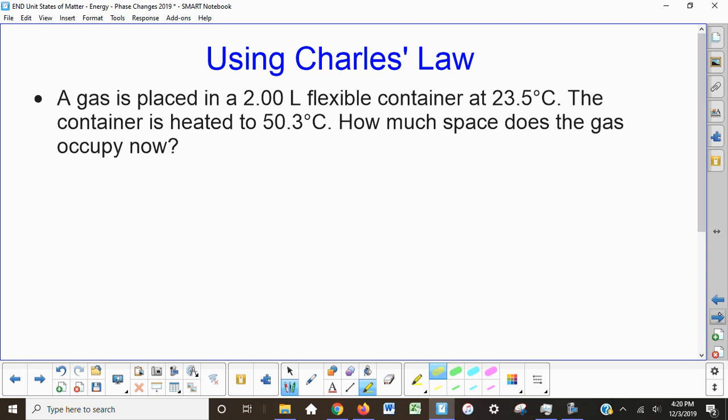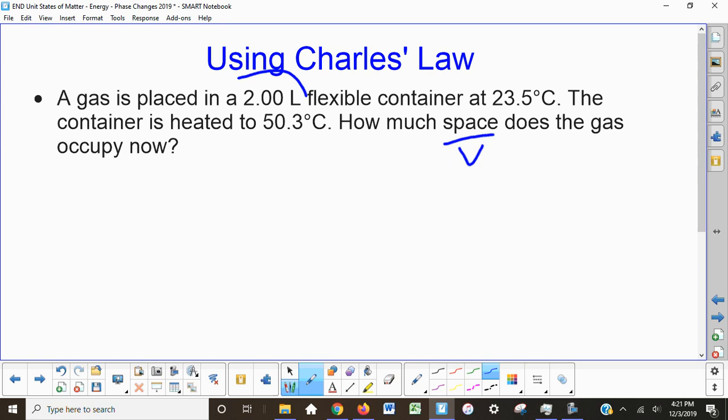To do a mathematical problem for this, I'm going to solve this problem here. We have a gas placed in a 2-liter flexible container at 23.5 degrees Celsius. The container is heated to 50.3. How much space? It's talking about volume.